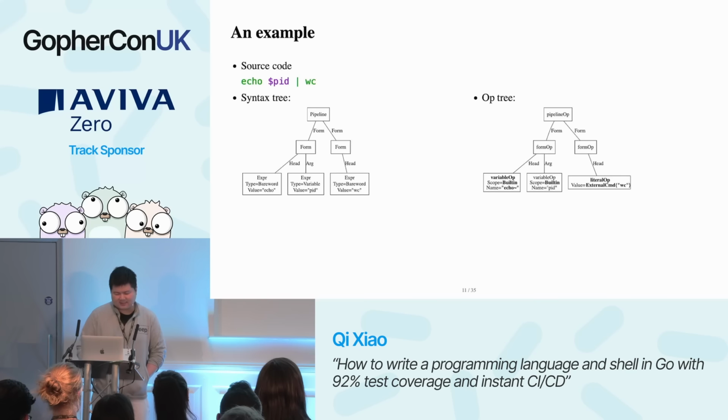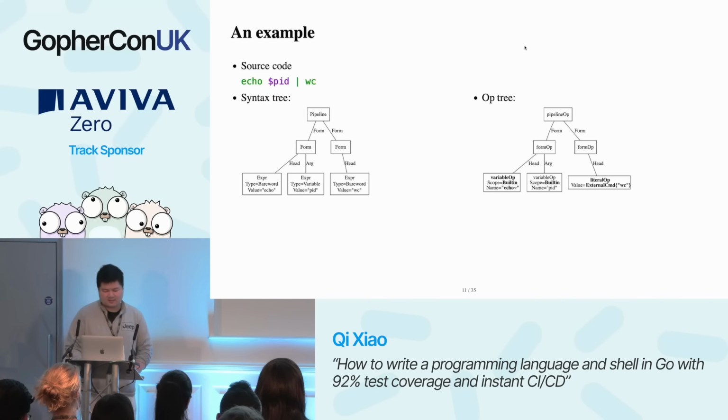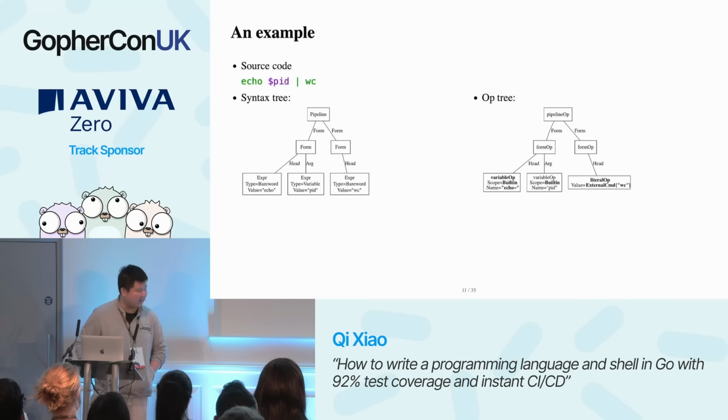Okay, so that's a bit abstract. So let's look at a real example. This is a very simple shell program that you probably wouldn't write. It's not very useful. It just counts the number of characters in your PID, but it's a reasonable example for us. So this is the source code.